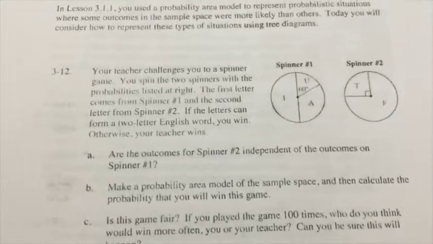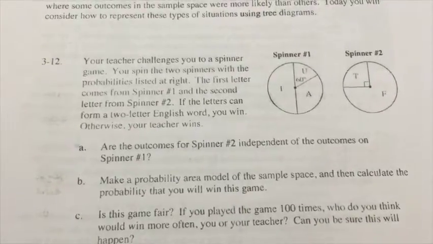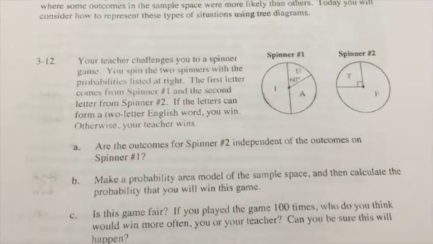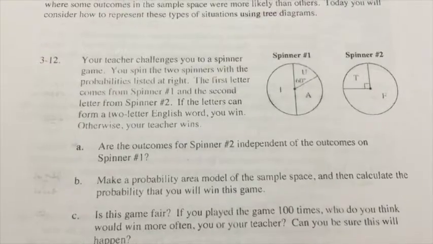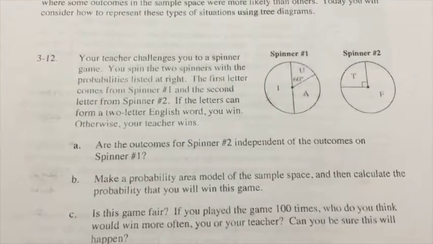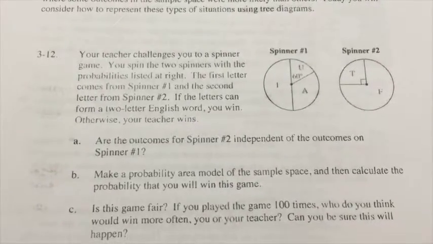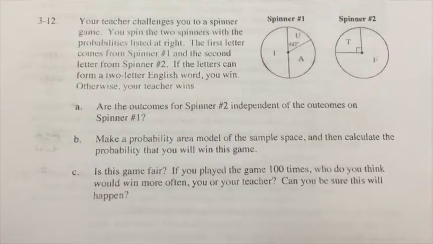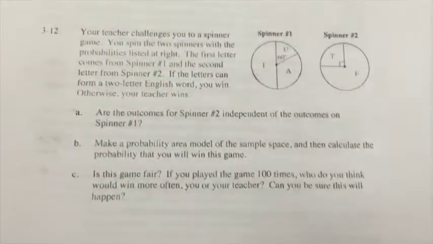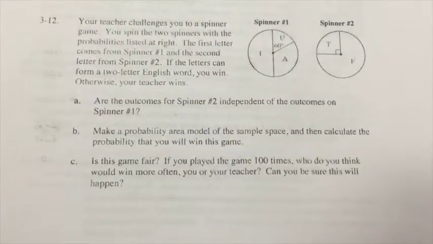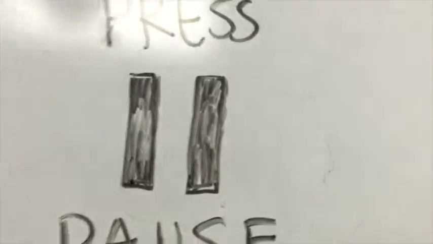So, question number 12. Your teacher challenges you to a spinner game. You spin the two spinners with the probabilities listed at the right. The first letter comes from spinner 1 and the second letter from spinner 2. If the letters can form a two-letter English word, you win. Otherwise, your teacher wins. So what I want you to do is pause the video and figure out what the outcomes are, look at these three questions, and ultimately decide, is this game fair? So pause the video now.